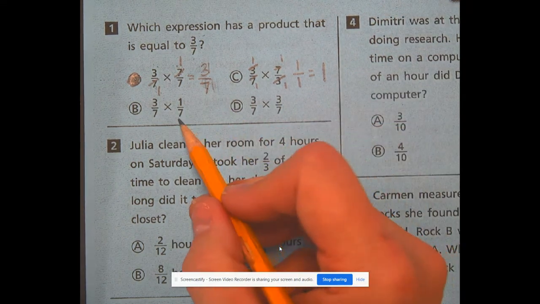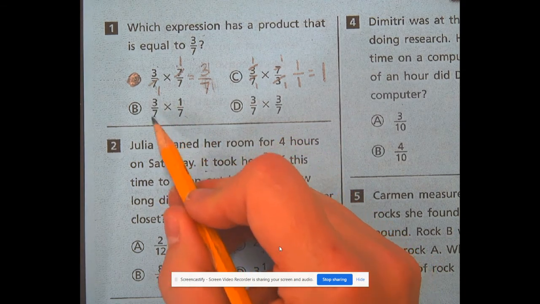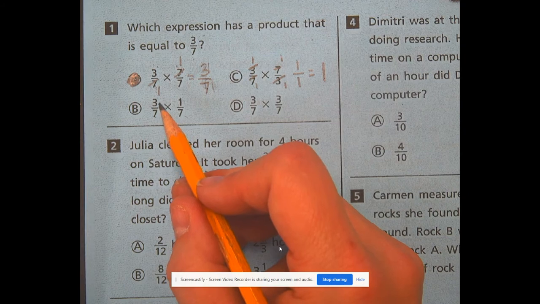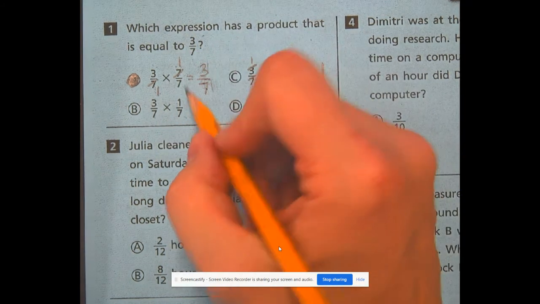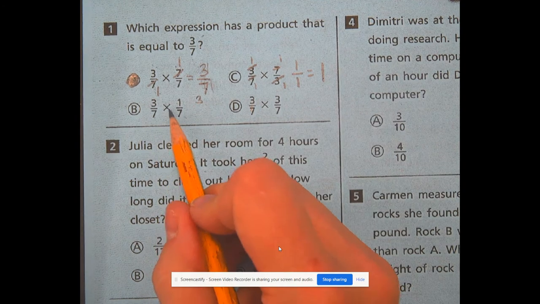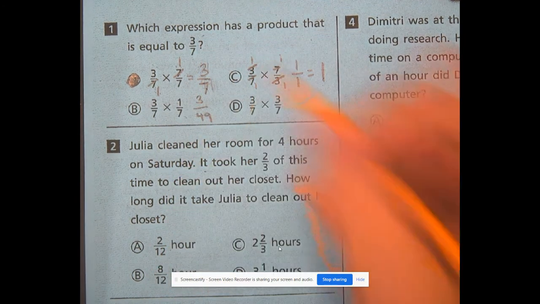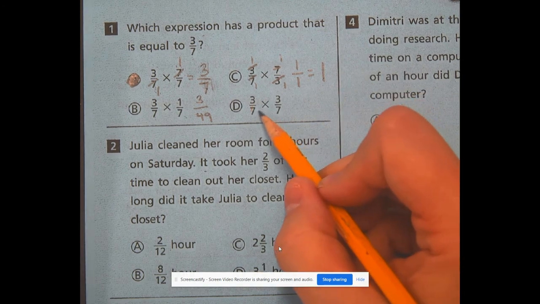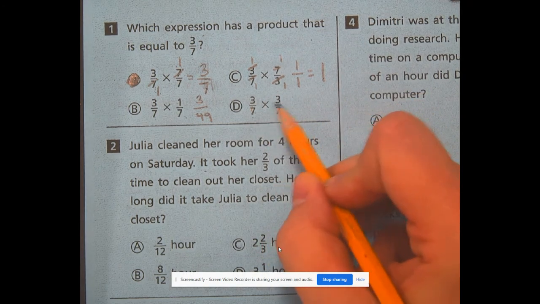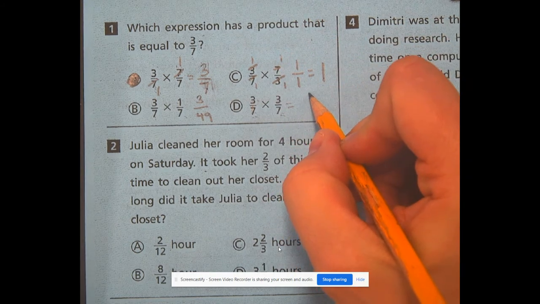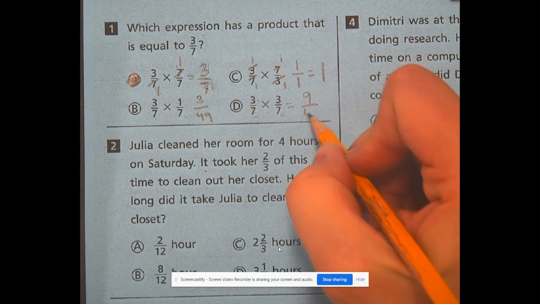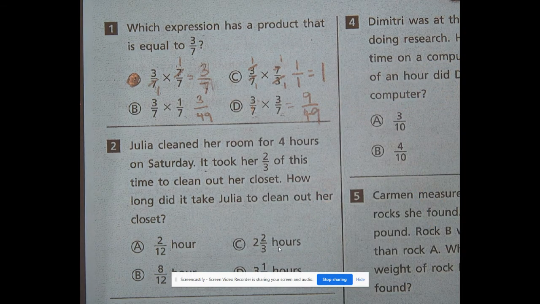Good. Okay, here, we can't cancel anything out, right? So we just multiply straight across. 3 times 1 is 3, ooh, it's promising. 7 times 7 is 49, no more promise in that one. Okay, and this one, can we cross cancel? Nope. 3 times 3 is 9, and 7 times 7 is 49. So our answer is A. Now, I did all 4 of them just to be sure. So I want you tomorrow to make sure that your answer is correct.